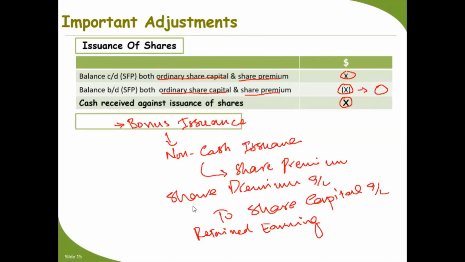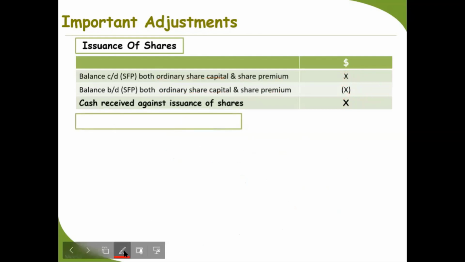Okay, now there is another adjustment, which is issuance or redemption of bonds.